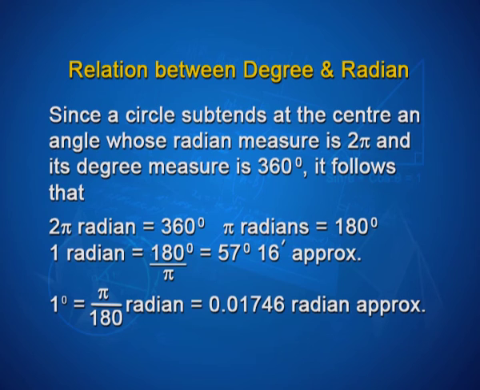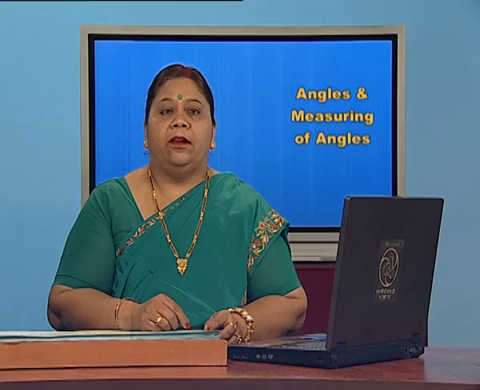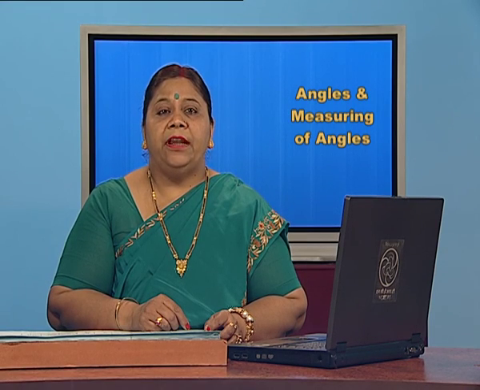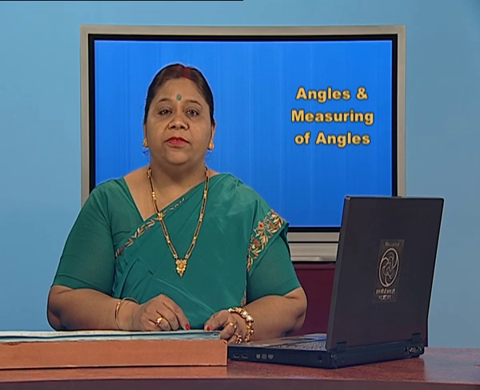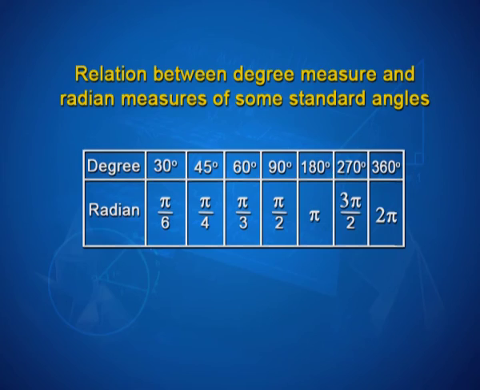1 degree is equal to pi upon 180 radians, that is equal to 0.01746 radian approximately. Look here, we have the relation between degree measure and radian measure of some standard angles. In this table, we have degree and radian.